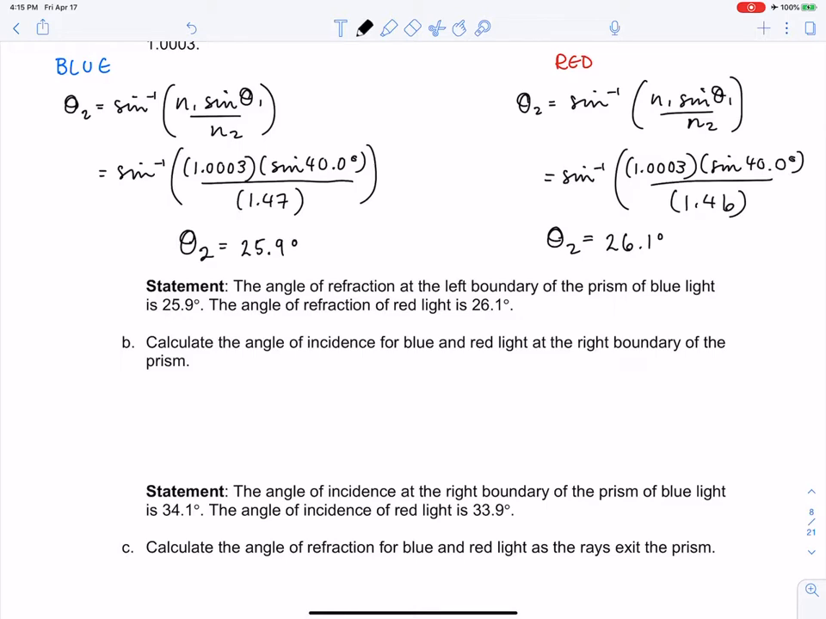In part B, we want to calculate the angle of incidence for blue light and red light at the boundary of the prism. So it requires us to analyze a bit of a diagram here. Our original diagram has a triangle that looks like this. This is 90 degrees. This is 60 degrees. We have light traveling in at an angle. We'll start with blue light. When it travels in, it bends towards the normal.